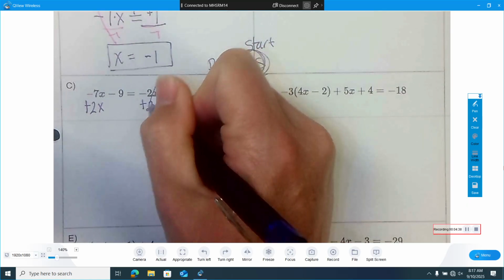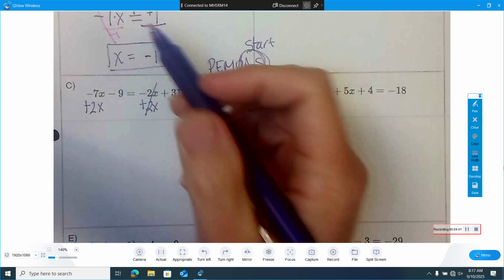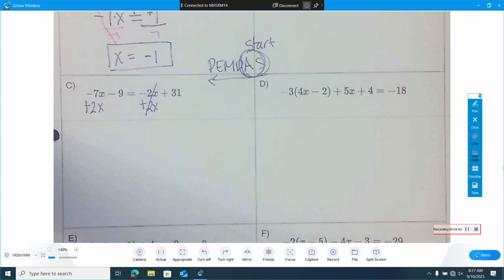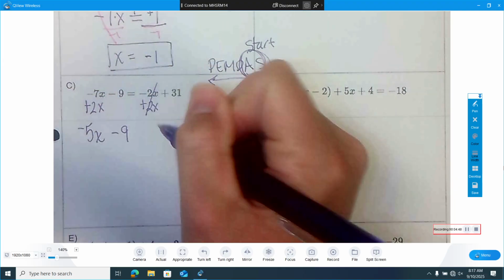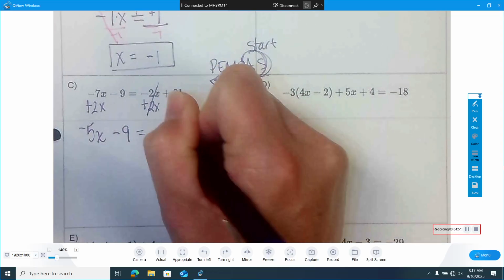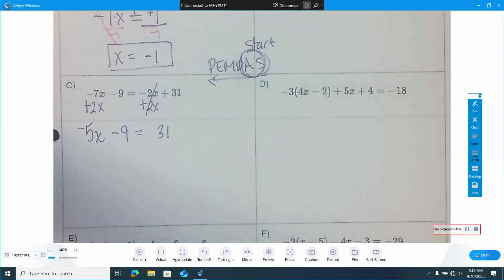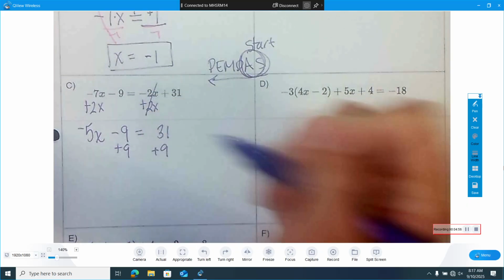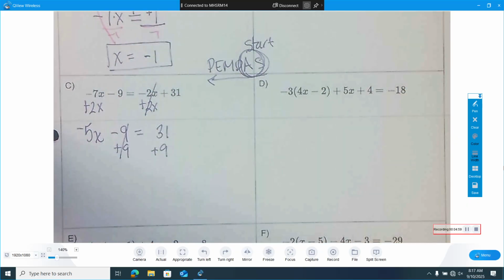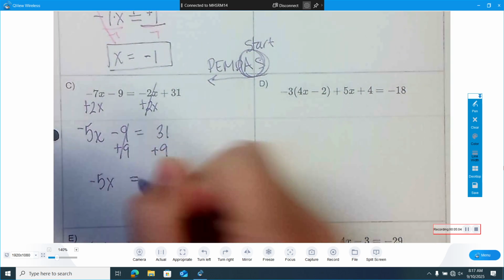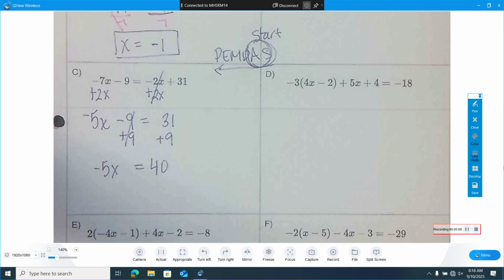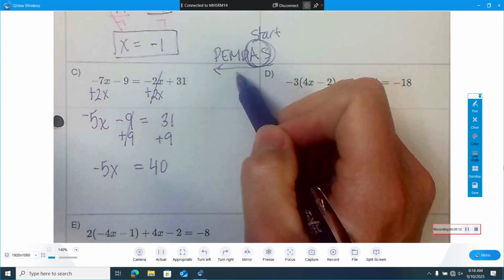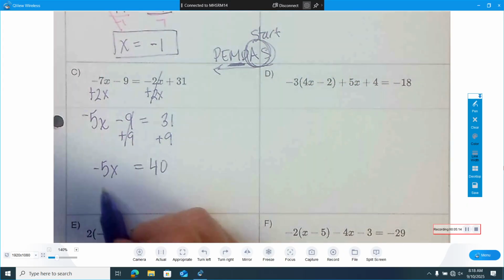Negative 2x and positive 2x is 0 x's. And negative 7x plus 2x, negative 5. The negatives win there. There's more negatives. All right, so we have negative 5x minus 9 equals positive 31. And then what should we do? Add 9 to both sides. Good, some more adding and subtracting. All right, negative 9 and positive 9 is 0. That leaves me with a negative 5x is equal to, what's 31 plus 9? 40. Beautiful. And then how do we get x by itself? Divide. And now we're moving over here to the multiply divide section. So what do we divide by?